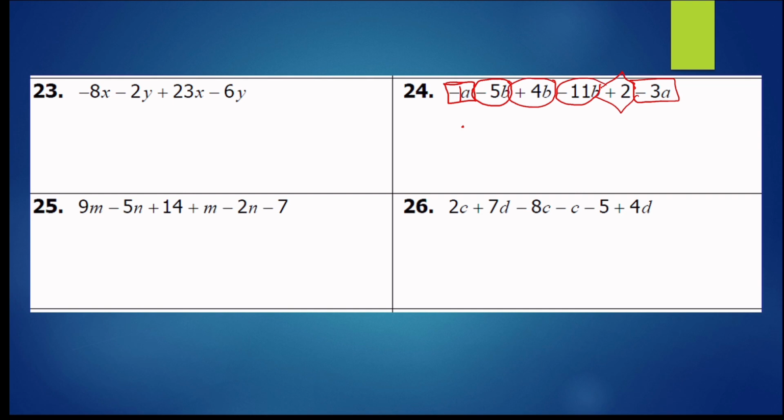So I'm going to group my A terms first. So I got a negative 1 and a negative 3. That gives me a negative 4A. I have a negative 5, a positive 4, and a negative 11. When I combine that, that gives me a negative 12B. And last, I just have the 2. So if you want to try one of these on your own, that might help you. You can do that.